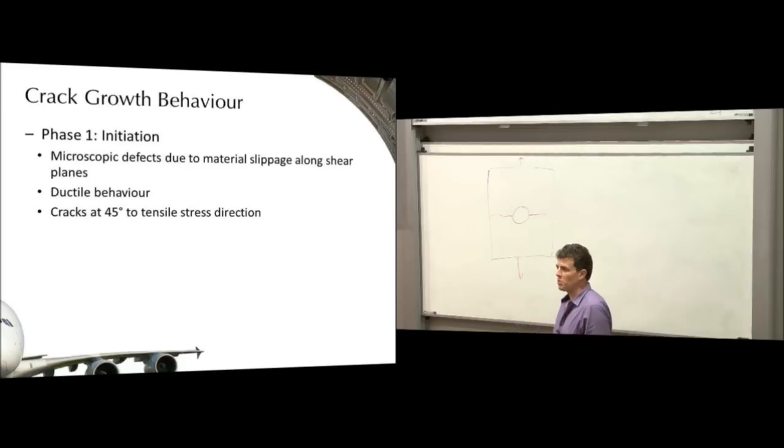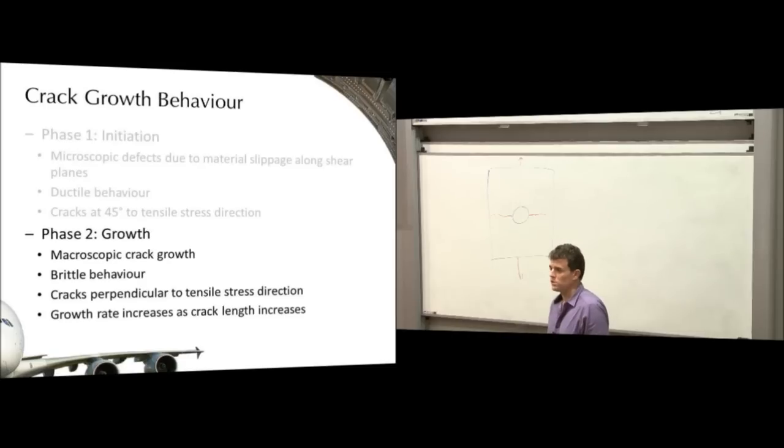Eventually, a few of these happen near each other and they coalesce into something a bit more macroscopic, something that's going to drive cracking. And that is when it enters the growth phase. So it's more of a brittle phenomenon now. The cracking will occur perpendicular to the maximum principal stress direction. So as I've drawn here, the maximum tensile stress is up and down the board, so perpendicular to it is across the board. So the crack will grow horizontally in this case.